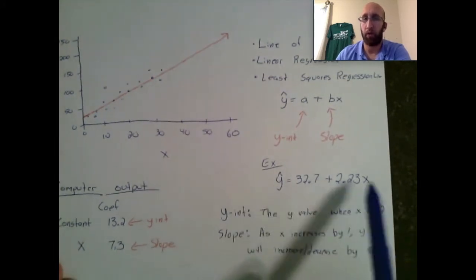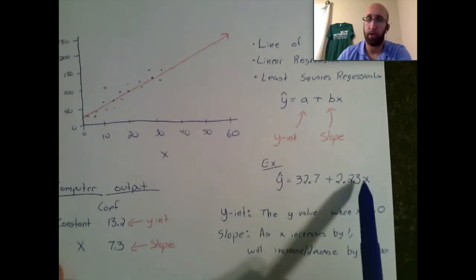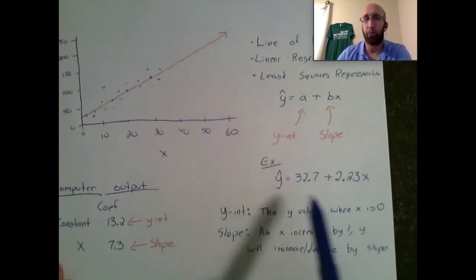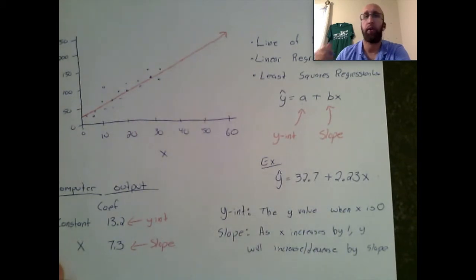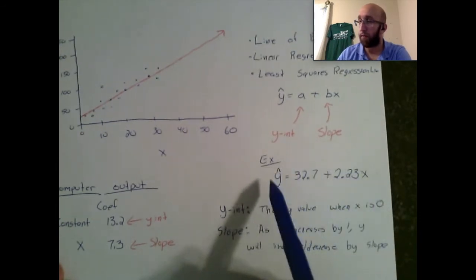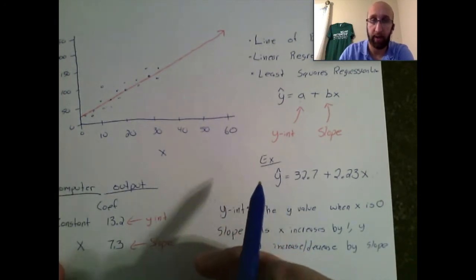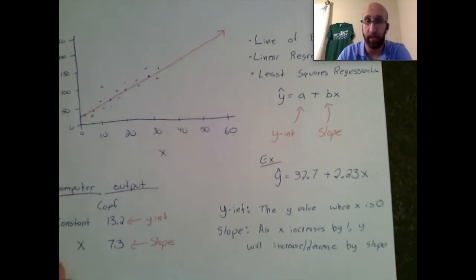An example of an equation we might see is y hat equals 32.7 plus 2.23x. If this was my equation and I wanted to know what is happening when x is 25, I could plug the x of 25 into this equation and produce a predicted y value, hence y hat. So we can produce a predicted y value.